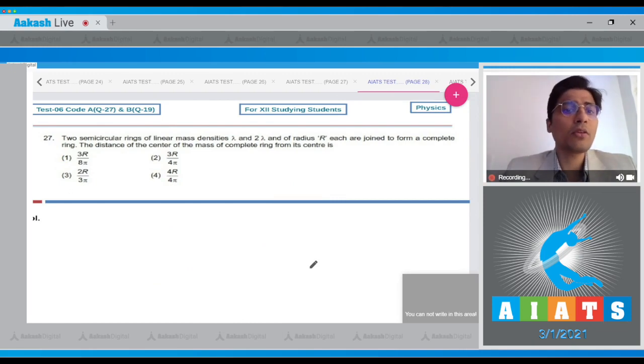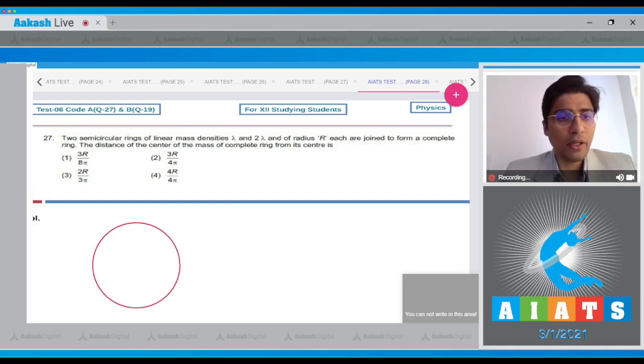Now let us move to question number 27. In this question, two semicircular rings of linear mass densities lambda and 2 lambda, each having radius r, are joined to form a complete ring. The distance of the center of mass of the complete ring from its center is. So dear student, there is a complete ring. The half of this ring has a density lambda and the other half has 2 lambda as the linear density. The distance of the center of mass of a semicircular ring from its center is 2r by pi. So this is something that we have to remember.